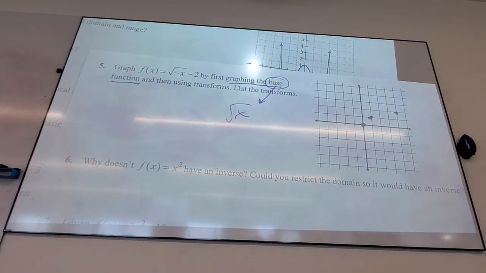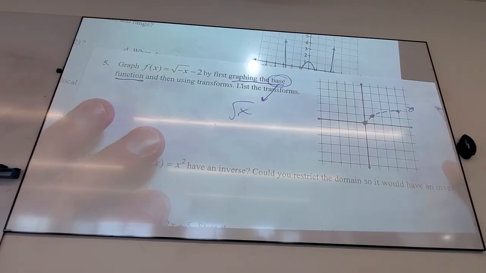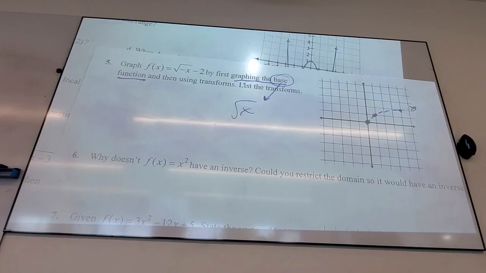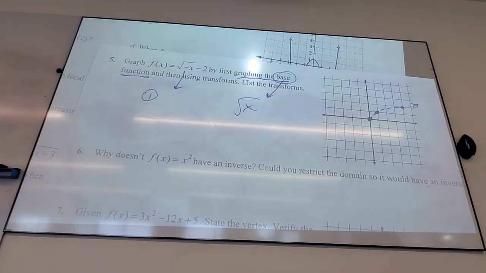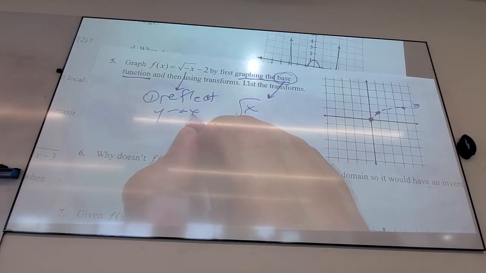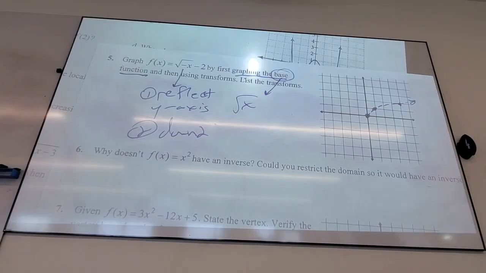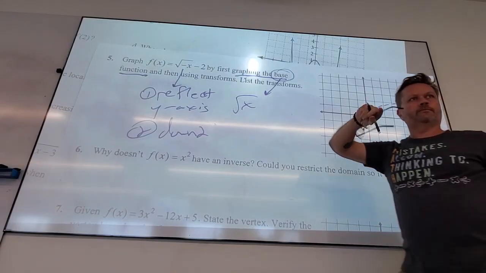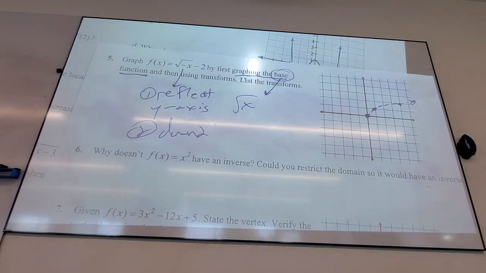Now, here's the base function. You dot it. Your answer should be the result of transformations, but now you've given yourself points. Move them. What are the transformations? Reflect over the y-axis, and then move it down 2. So just do that with those 3 anchor points. You know the shape, move the 3 anchor points, redo the shape.